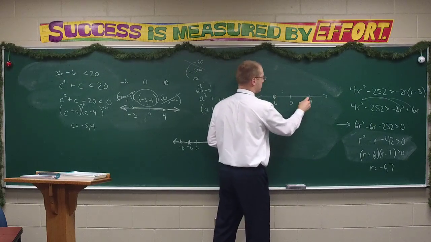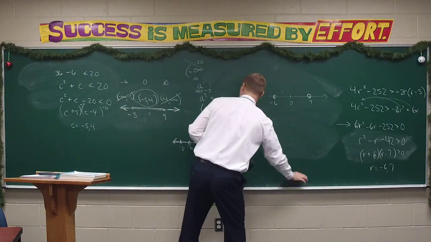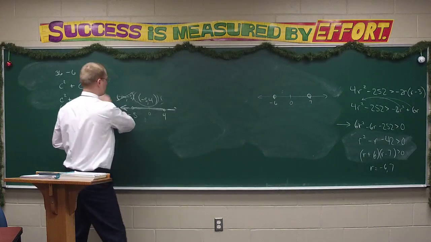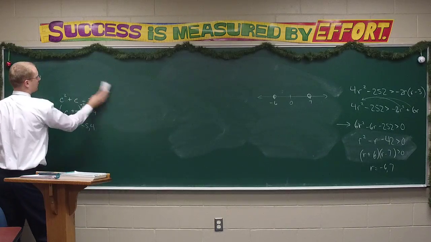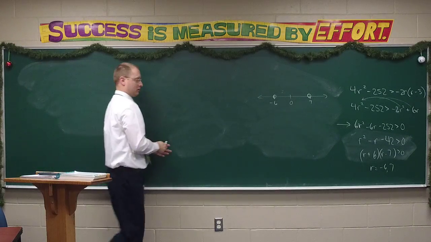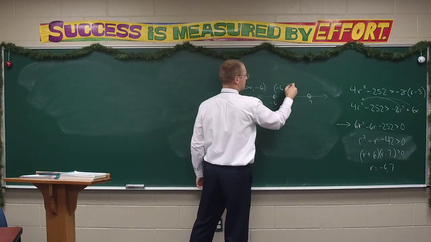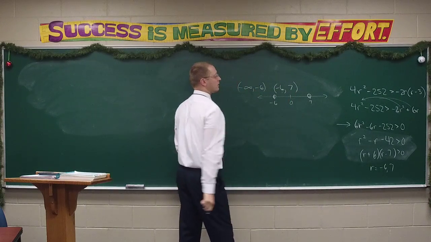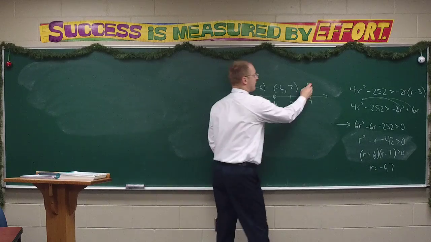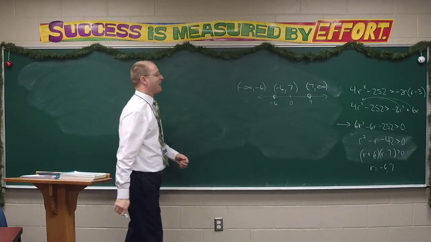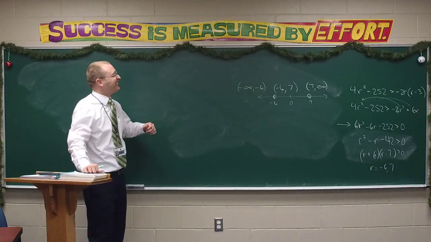And open circles this time. All right, how would we describe our three ranges here? Let's go to Kendall. Negative infinity to negative 6, negative 6 to positive 7. Okay. And then 7 to infinity.